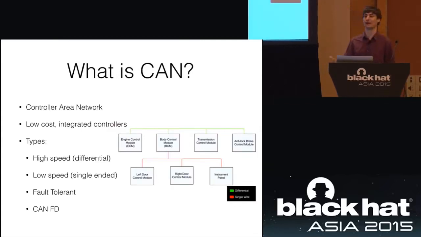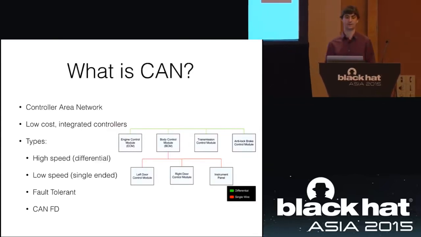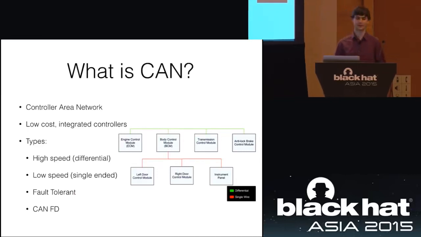CAN is Controller Area Network. It's one of the many three-letter acronyms in the automotive world. And Controller Area Network is a relatively cheap and simple way to connect controllers, so microcontrollers, with really minimal wiring and minimal cost. So there's a bunch of different types of CAN you'll see in cars.